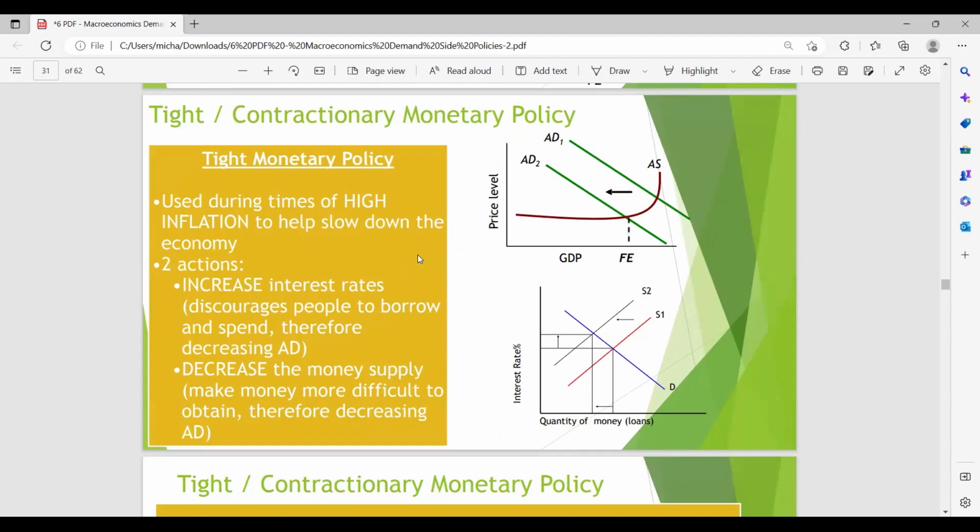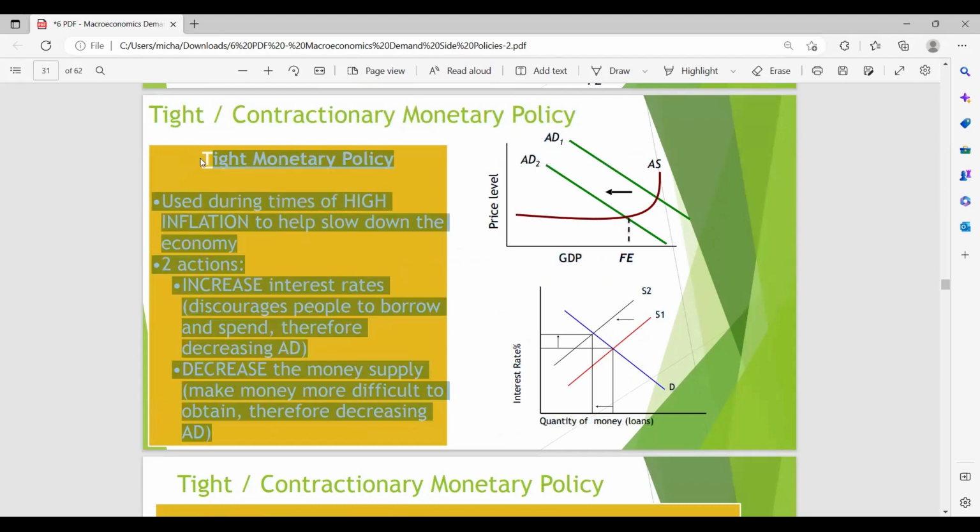And then tight/contractionary monetary policy. This is done during high inflation. Canada's doing this right now because inflation is too high in Canada. So they're applying this right now to our economy. They're increasing interest rates. They did this all last year to bring down inflation, and they're decreasing the money supply just to bring down inflation. So this is exactly what the government of Canada is doing right now.